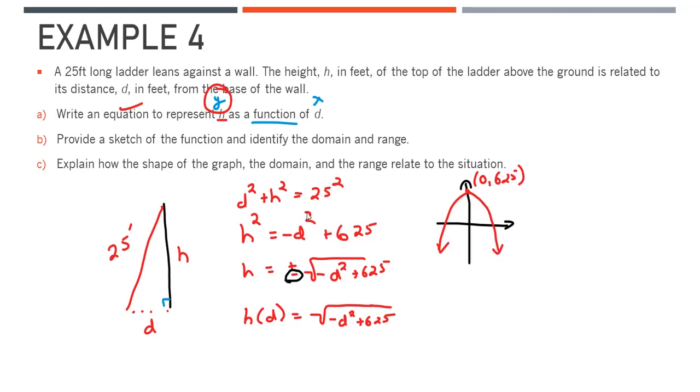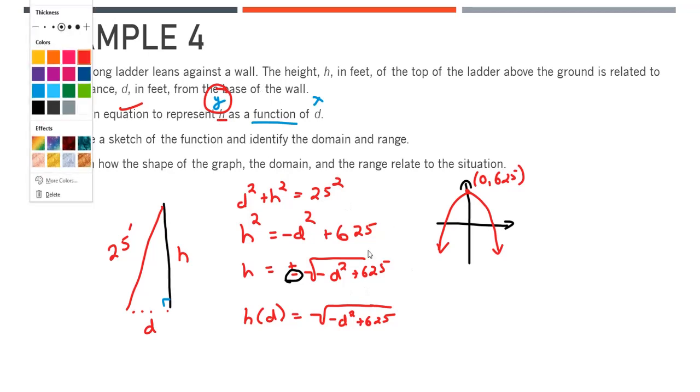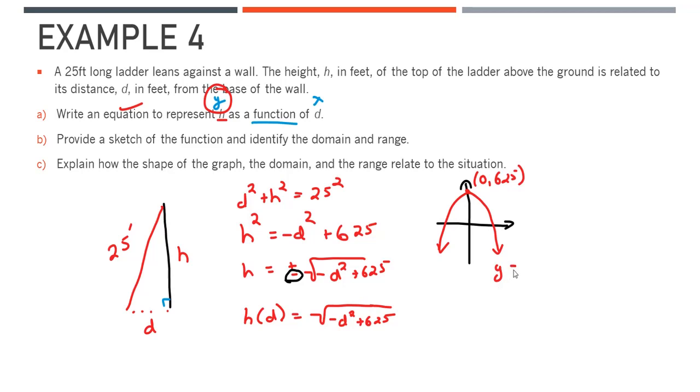Next, before we do that, we should label this. We don't want somebody thinking we don't know what we're doing. So we're going to put y equals, and now this is just negative d squared plus 625. Be very explicit in what you're doing.